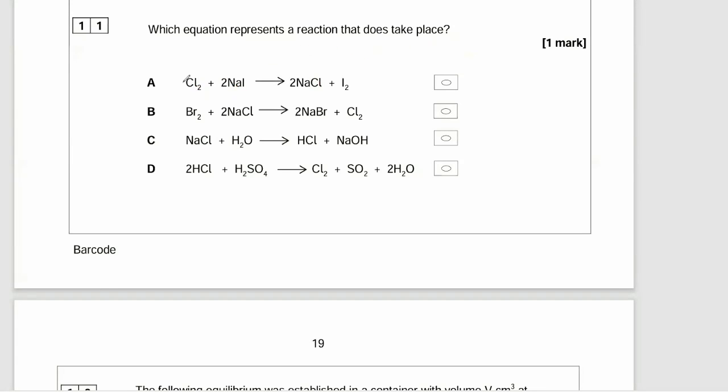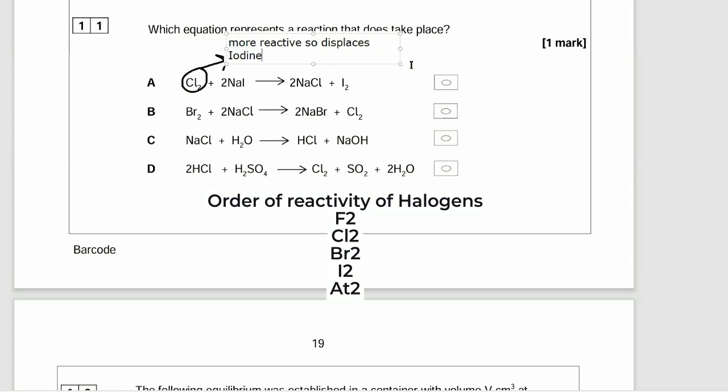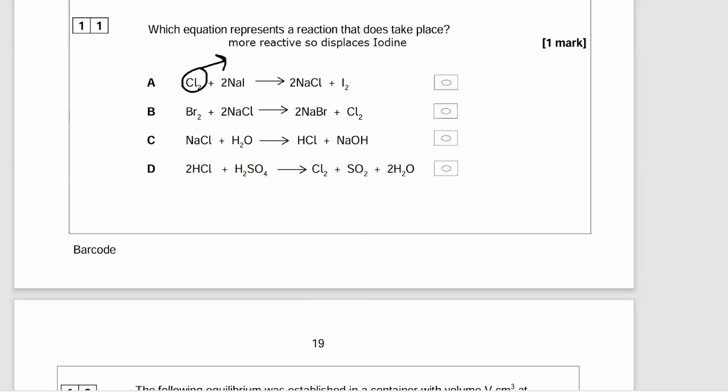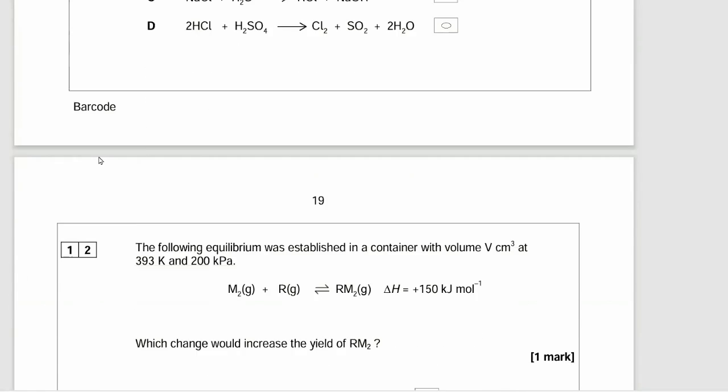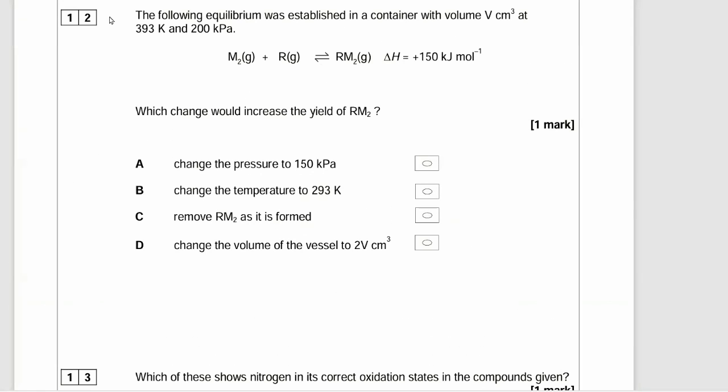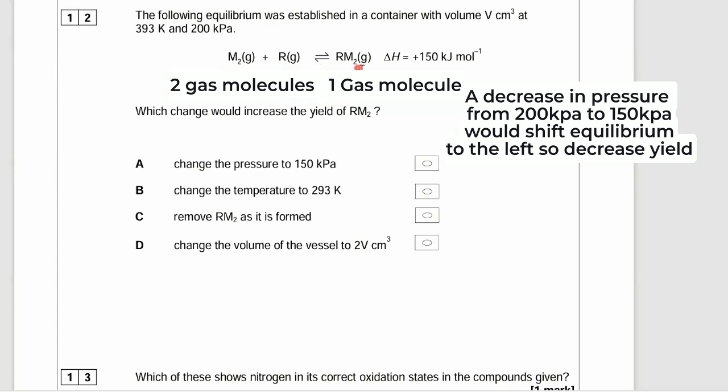Which equation represents a reaction that does take place? Well, what you have to do is, this is a halogen reaction, and we know that the more reactive halogen displaces the less reactive halogen. And in this answer A here, we've got chlorine plus sodium iodide. Chlorine's more reactive, so it will displace it. Bada bada bing.